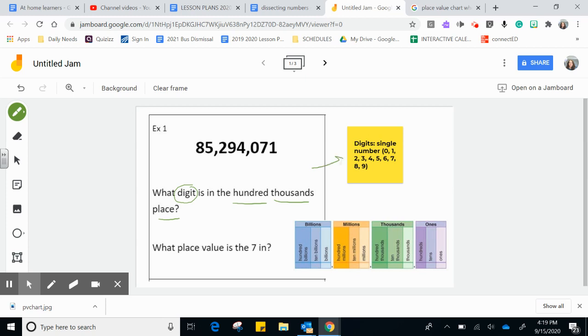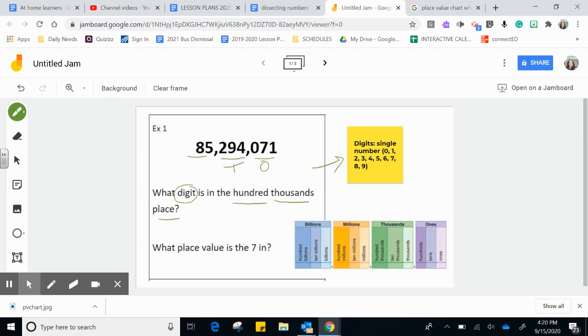Well, we need to remember that a digit is just a single number. So it's either going to be 0, 1, 2, 3, 4, 5, 6, 7, 8, or 9. So we know that our answer needs to be a digit, right? And we're looking for the digit in the 100,000 place. So to figure that out, I'm going to first find the thousands period.